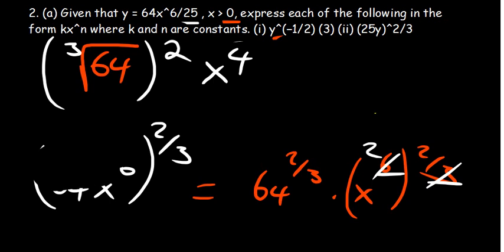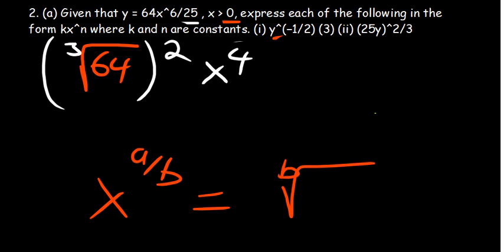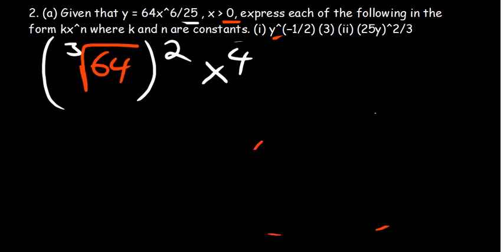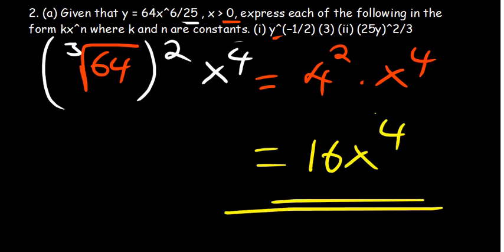So this is another law of indices that I want you to know. I want you to know that when you have x raised to the power of a over b, this is basically equivalent to the bth root of x, then raised to the power a. Alright, so that is what you need to remember. So what number can you multiply 3 times to give you 64? So basically it's a 4. So 4 to the power 2 multiplied by x to the power 4. So 4 to the power 2 is 16. So it's 16x to the power 4. We've simplified it.